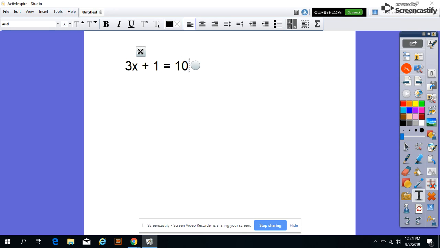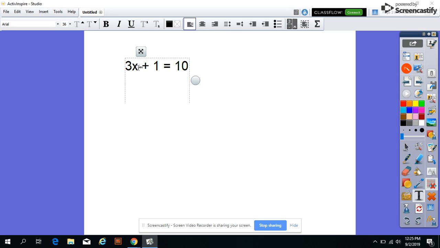For instance, this one. Now, I want to be clear that what we're trying to do is solve for x. And this is 3 times x plus 1 equals 10. Now, it's all about inverses here, and we kind of work out from the x.